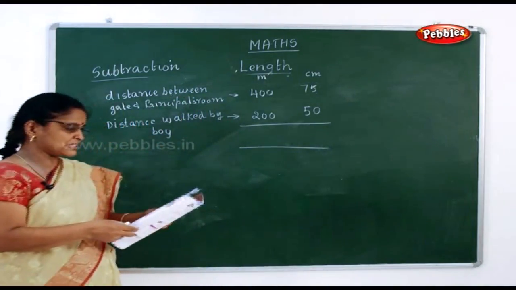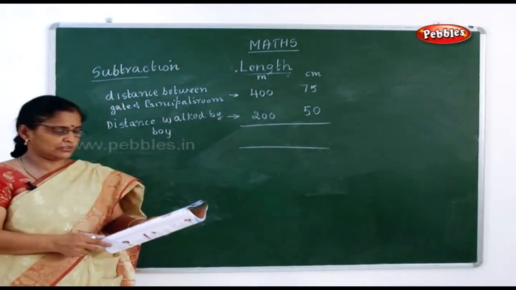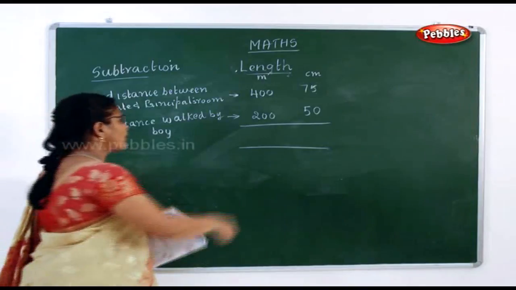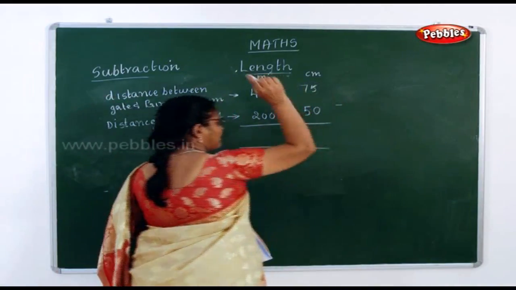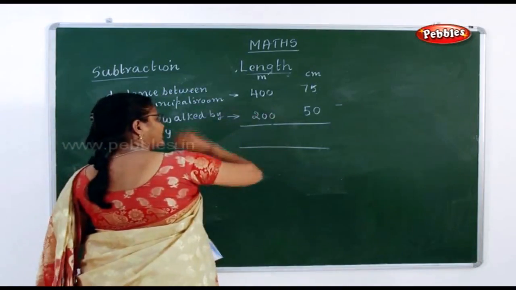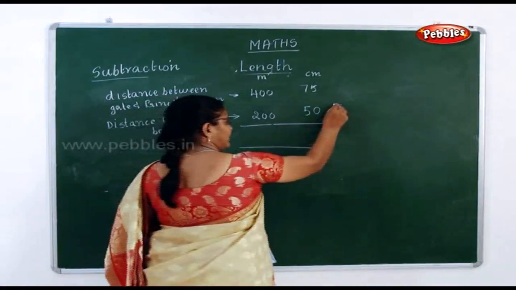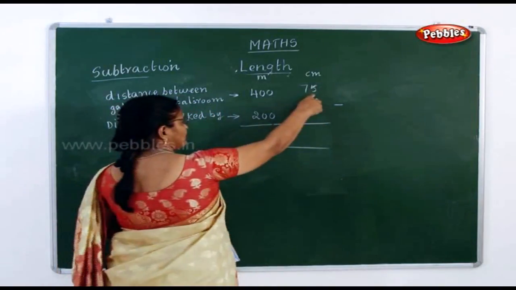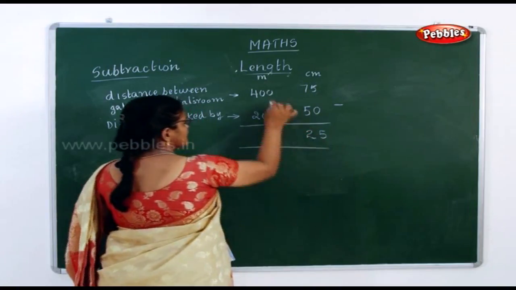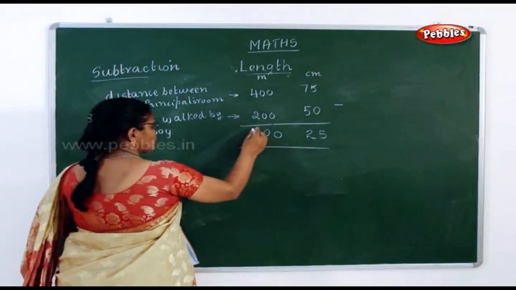Now what do you have to do here? Immediately read the next question they have given. What distance does he have to walk further? That means how much does he have to walk further? There you have to minus it. Put minus immediately, because he has just covered only 200, and the remaining is here. So you will subtract. 5 minus 0 is 5. 7 minus 5 is 2. 0 minus 0 is 0. 0 minus 0 is 0. 4 minus 2 is 2.